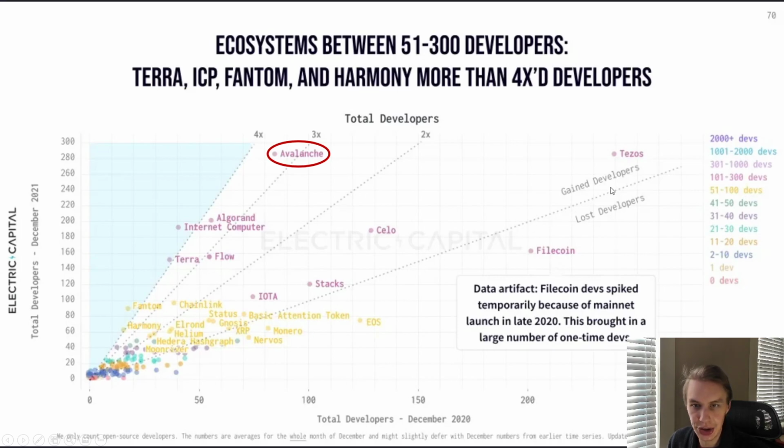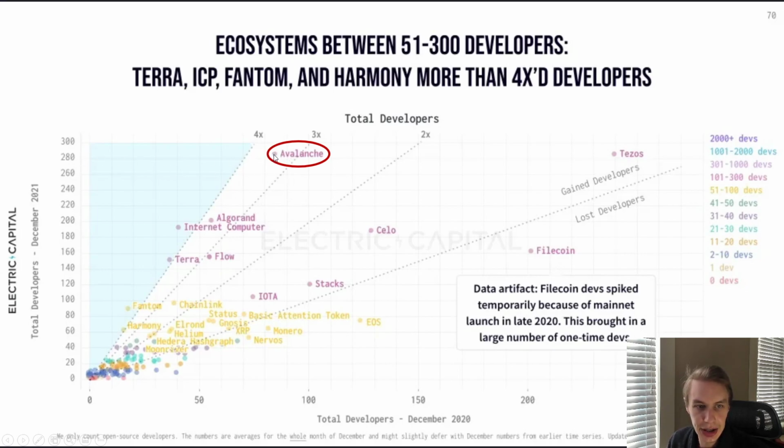So this dotted line here is just the break even. If anything falls above this line, it grew; anything that falls below means it actually shrank in terms of the number of active developers working on that protocol. And then this one is a 2 times increase in developers, so they 2x'd the number of developers working over that year. This line is 3x, this line is 4x. And what we can see is that Avalanche sits here at over 3 times growth from end of 2020 to end of 2021. So it's grown quite a lot, sitting almost at 300 developers, a little over 280 developers working on it.